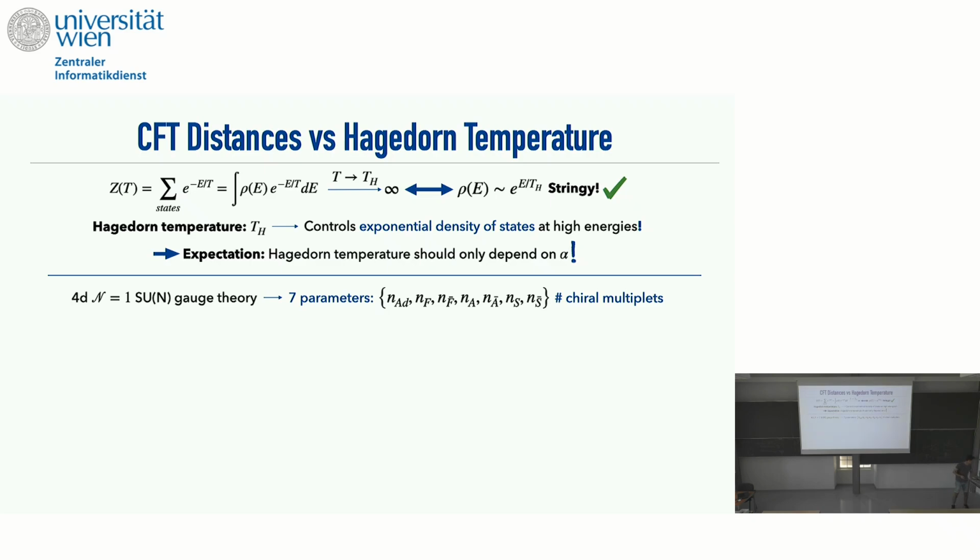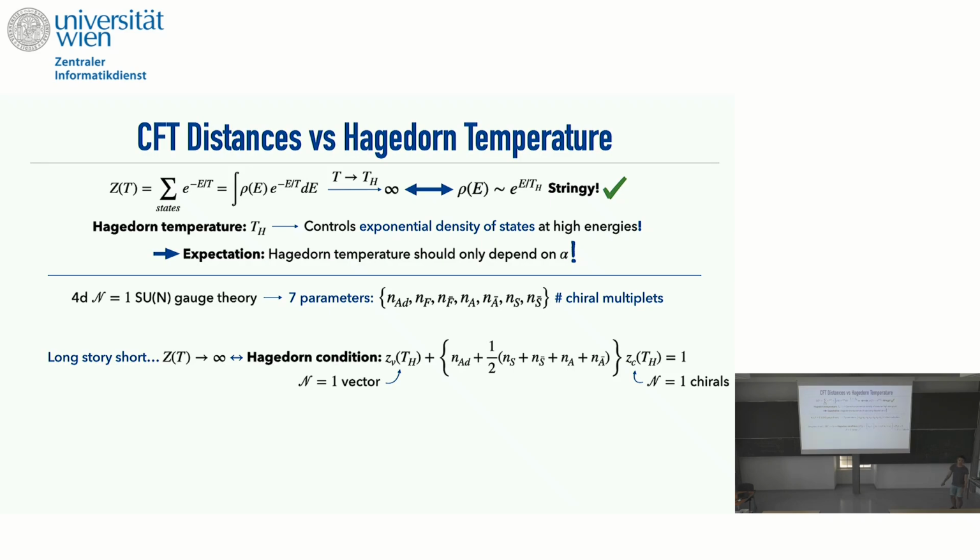Let me first start with 4D N=1 SU(N) gauge theory. These theories are determined by 7 parameters, which is essentially the number of chiral multiplets in the representations that I can allow. You know, adjoint, fundamentals, antisymmetric, symmetric, and the complex conjugates. Now, long story short, because this is really a long story, you can compute the partition function at large N, and you can see when it diverges, and you get this Hagedorn condition.